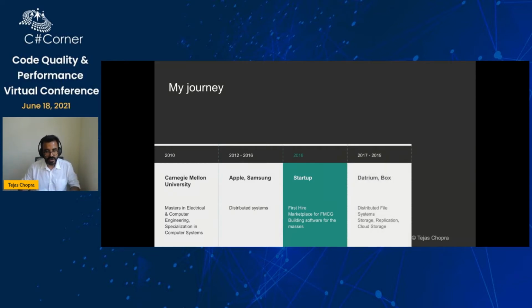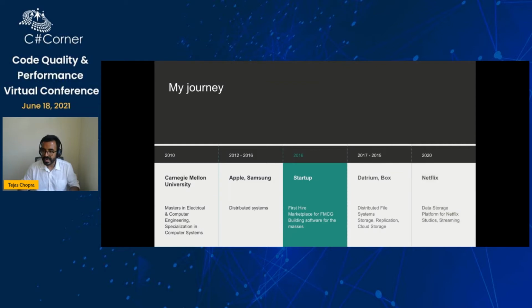From 2017 onwards, I started working at a startup called Datrium and then at Box, where my job was distributed file systems, storage, replication, cloud storage. And from 2020 onwards, I joined Netflix. So I'm a part of the data storage platform team here at Netflix. My job is to build and architect storage infrastructure for Netflix studios and the Netflix streaming platform to store and efficiently retrieve petabyte to exabyte scale data that is produced at Netflix.